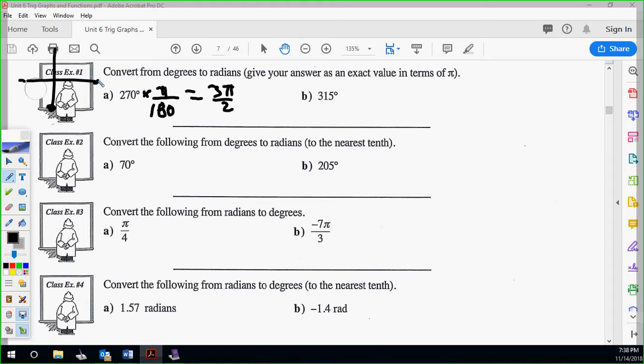Okay, so 315, convert that to radians. So multiply that by pi over 180. When you simplify 315 over 180 in terms of the fraction, it simplifies to 7 pi over 4.